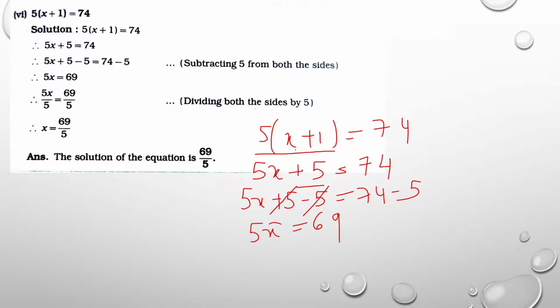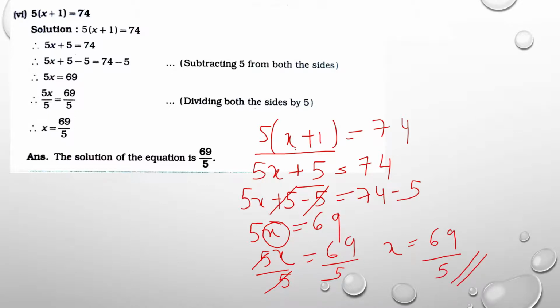Now you have to find the value of x. So 5x upon 5. On both the sides what you will do? Divide with 5. So here 5 and 5 will get cancelled. x is equal to what? 69 upon 5 is your answer. The solution of the equation is 69 upon 5.